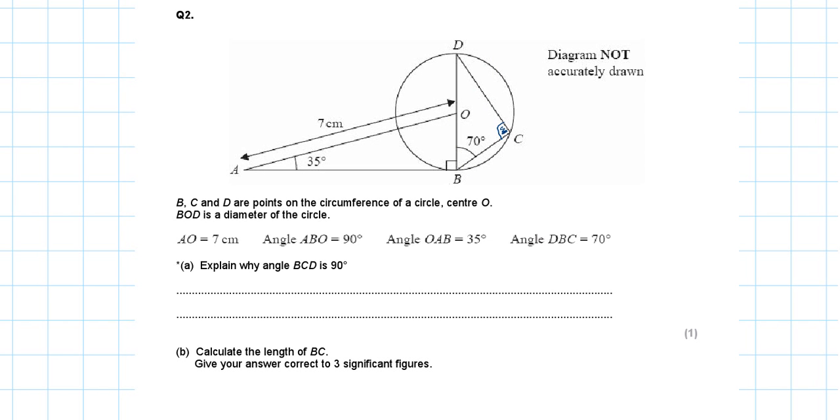Radius and tangent meet at 90 degrees. They already tell you this is 35. 90 plus 35 is 125. 180 minus that is 55. So the angle is 55. Don't know whether I'll need it or not.